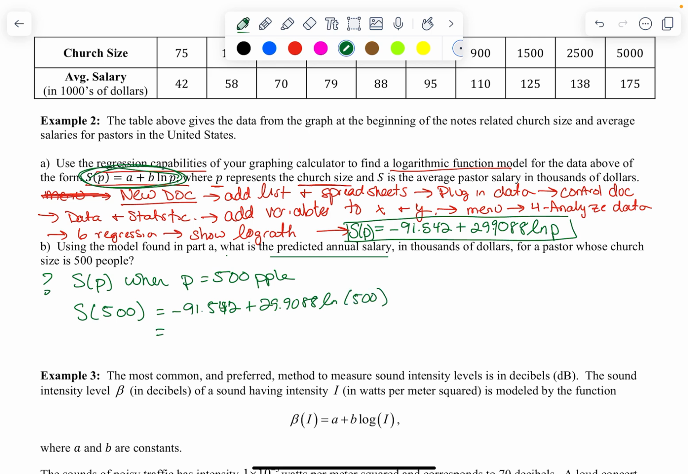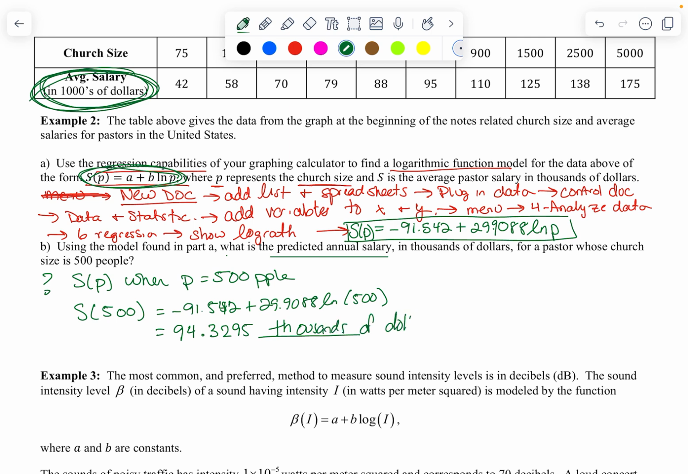And once you do that, you should end up with 94.3295. And what is the unit for the salary? It's right here in thousands of dollars. So it's 94.325 thousands of dollars.